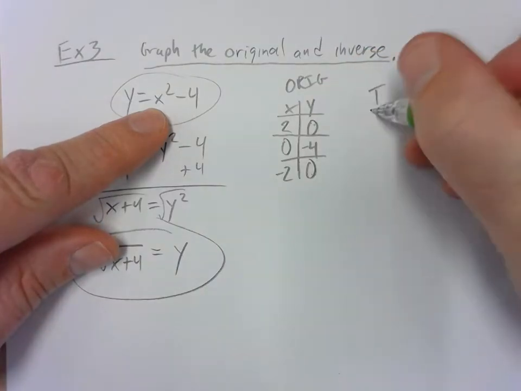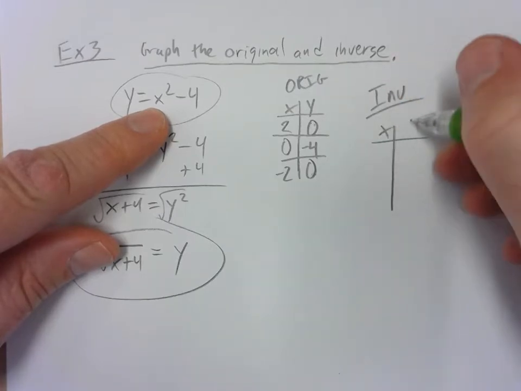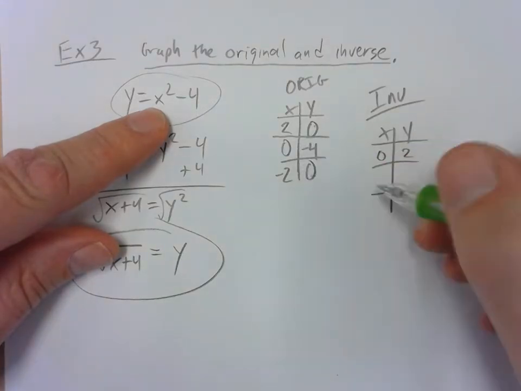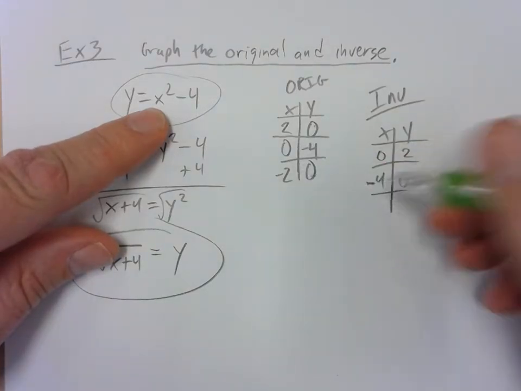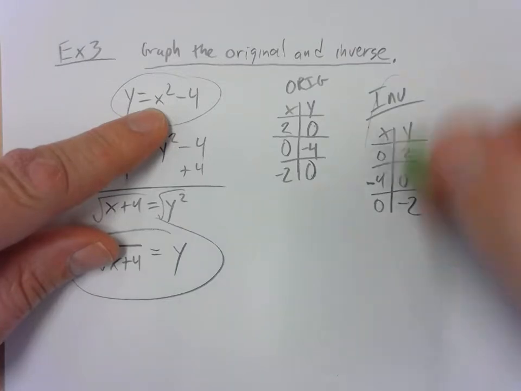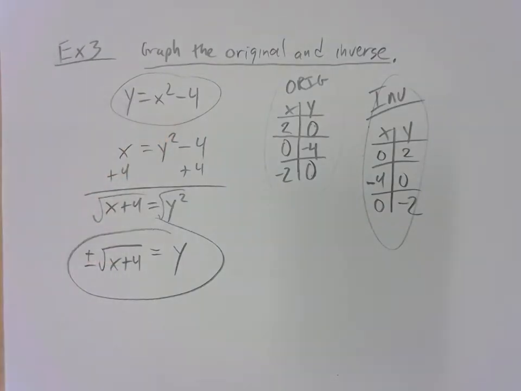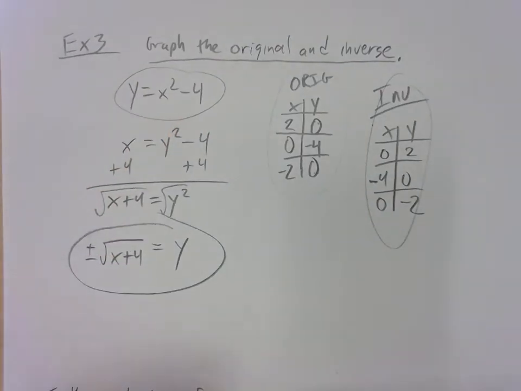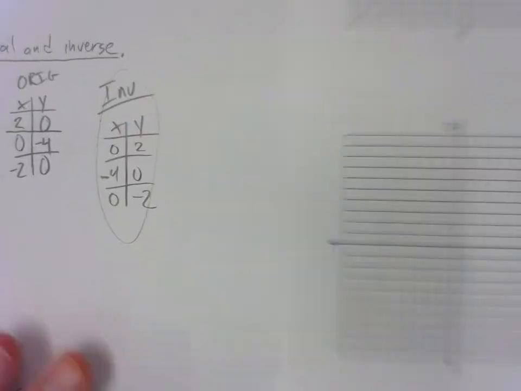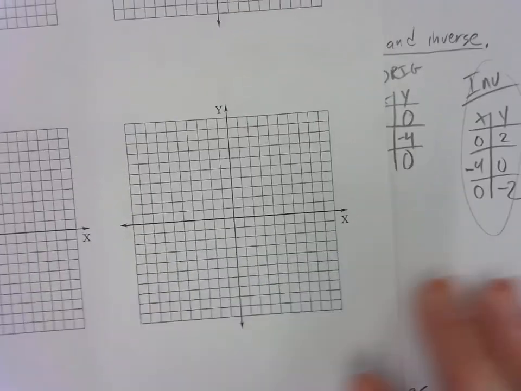So the inverse would be the flippy of all those points. 0, 2, negative 4, 0, and 0, negative 2. So there's the inverse points, there's the original points. Now let's graph these and see what this looks like. Let's see. Let's graph it. I'll put the graph over here on this side.